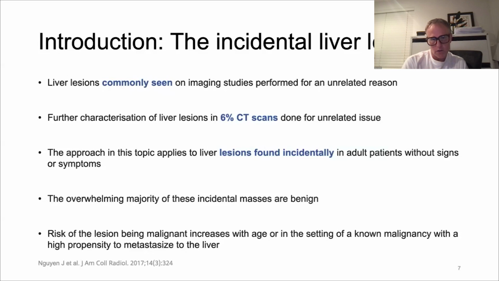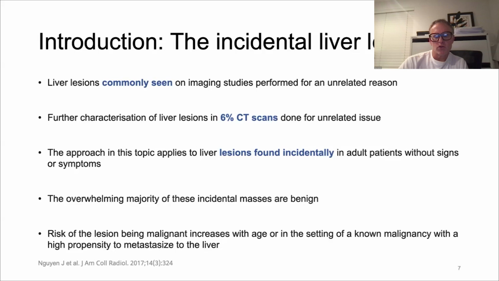To introduce the concept of incidental liver lesions, we need to appreciate that we commonly see them, as I outlined. They're said to be present in around 6% of CT scans. I think they're more common than that. The approach in this topic applies to liver lesions that are found incidentally, that is, not patients who present with symptoms. If patients present with symptoms, they have a different workup. These are just incidental findings.